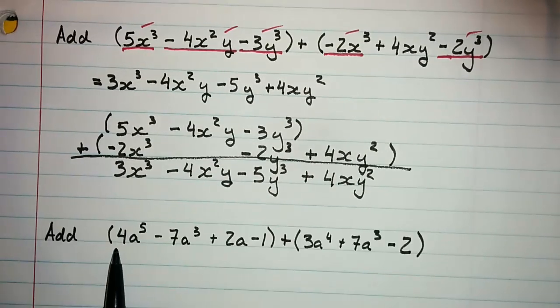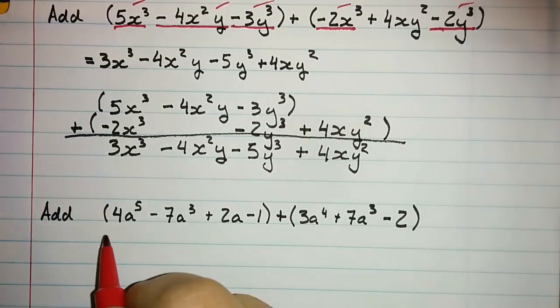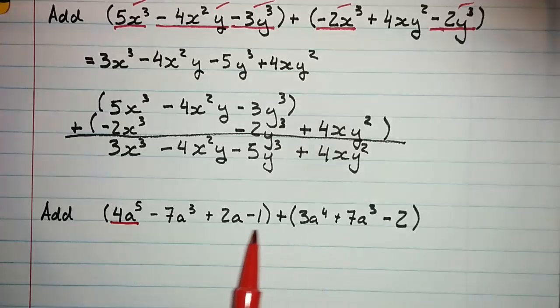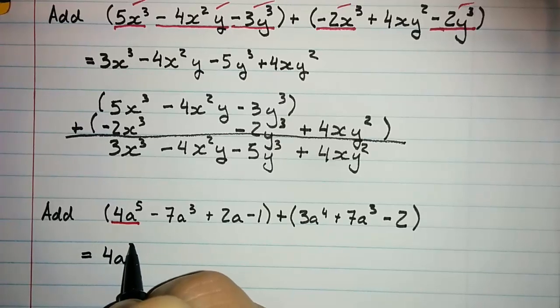Add the polynomials 5a to the 5th minus 7a cubed plus 2a minus 1, plus 3a to the 4th plus 7a cubed minus 1. Pause the video and try this now. So I see an a to the 5th term here. I don't see any other a to the 5th terms. So I'll just have 5a to the 5th.